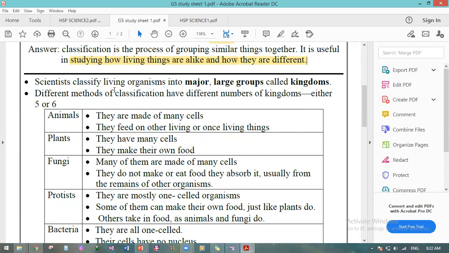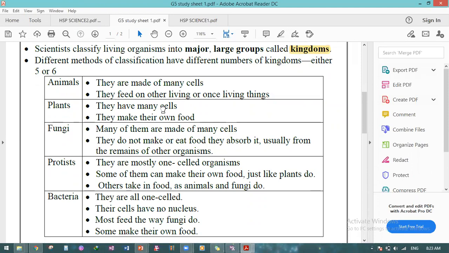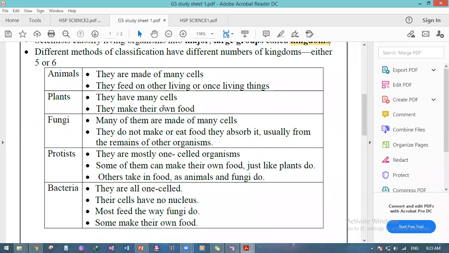Okay. So the scientists classify the living things into major large groups. What do we call these large groups, guys? We call them kingdoms. Yes, that's right. So we have how many kingdoms? Can you see them? 5. Yes, we have animals, plants, fungi, protists, and bacteria.